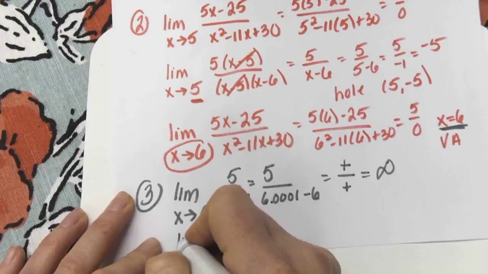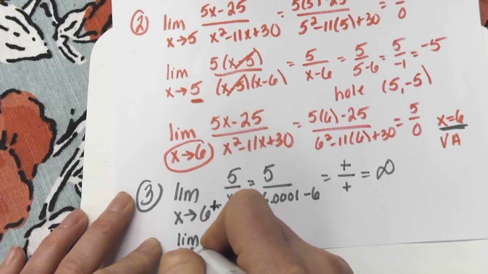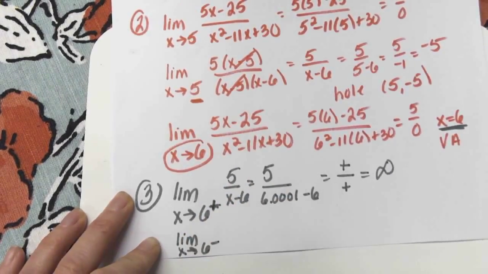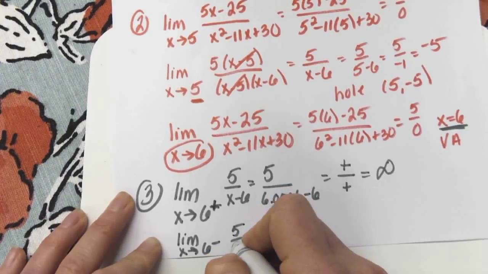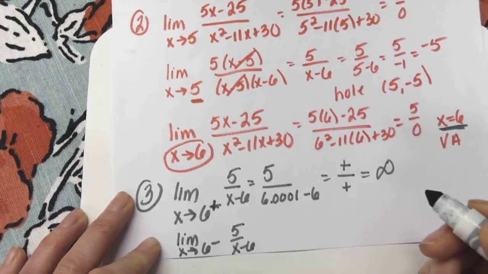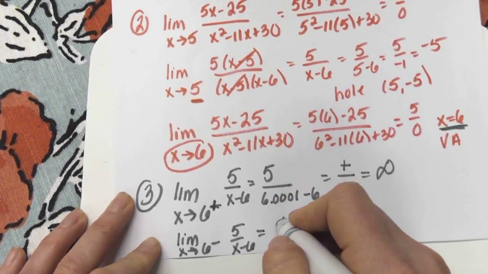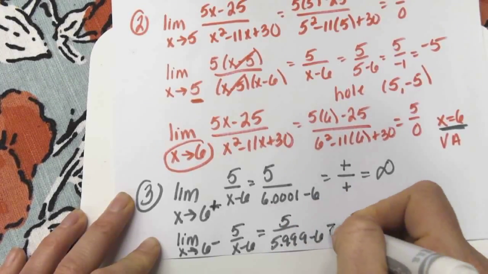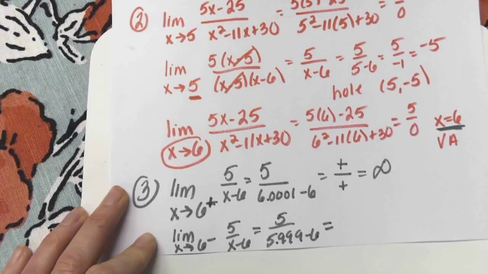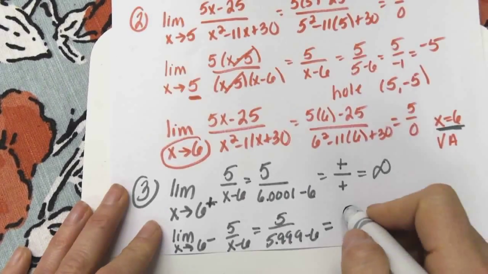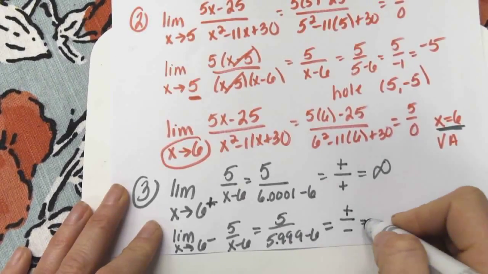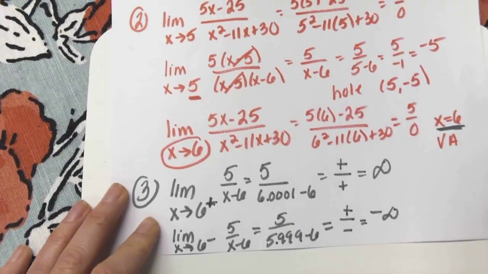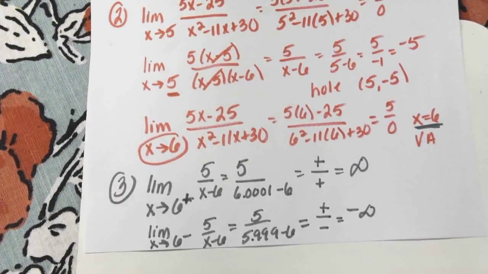Now I also want to find out what's happening as x approaches 6 on the left. 5 over x minus 6. On the left side of 6, a good number might be 5.999. When I substitute in that number close to 6 but on the left, I end up with a positive number over a negative number, which means it will be approaching negative infinity. So those are my first 3 steps.